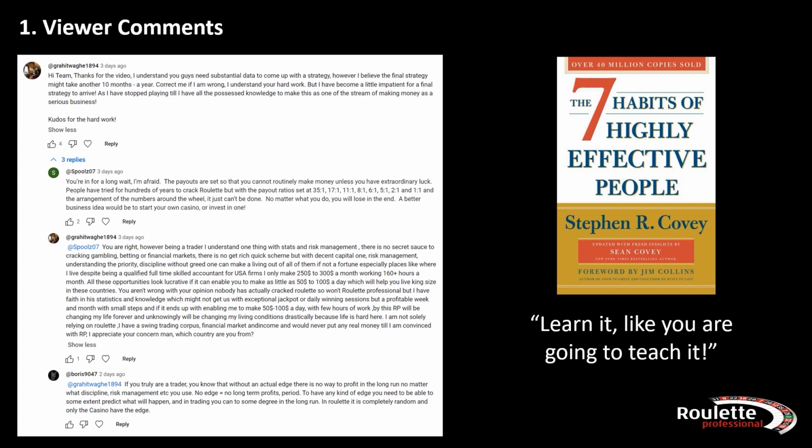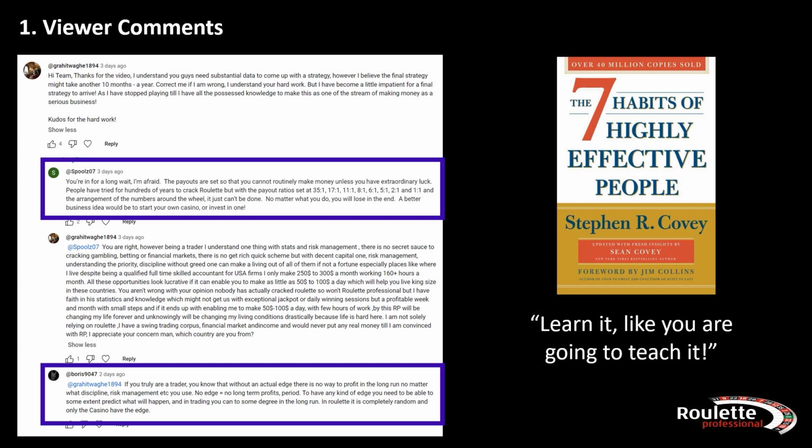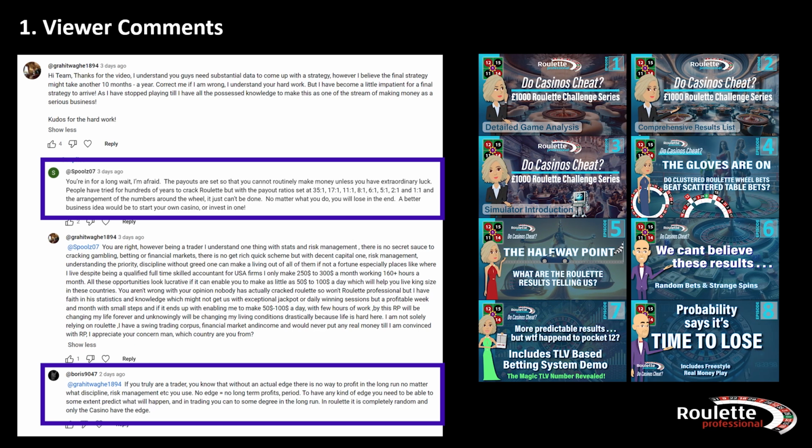Now, Spools and Boris, like many, don't believe this can be done. And it's true, mathematically speaking, it's impossible to change the house edge with a clockwork system. However, we are not looking at the game in that sense. There is a possibility that casinos protect themselves from systematic players. In our Do Casinos Series 1 videos, we have only been placing a small flat bet and the spins have been statistically spot on with expectation.